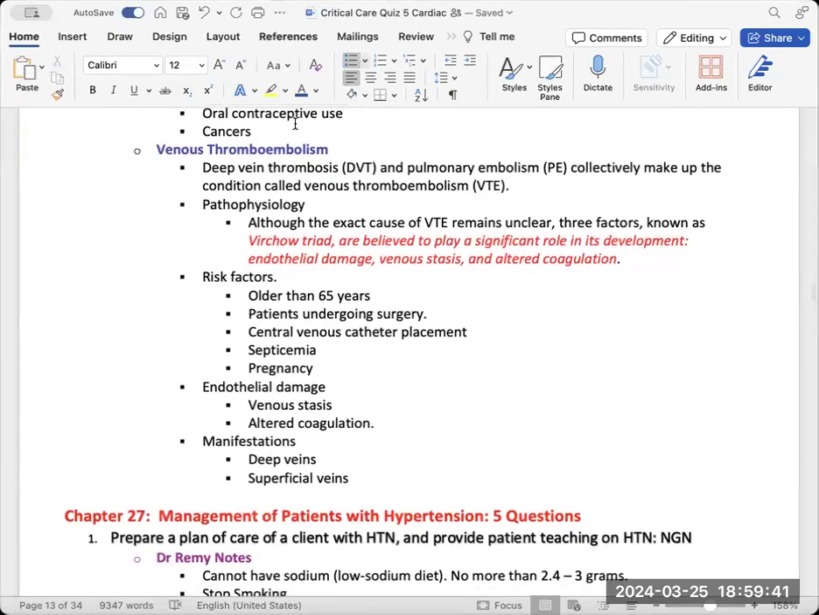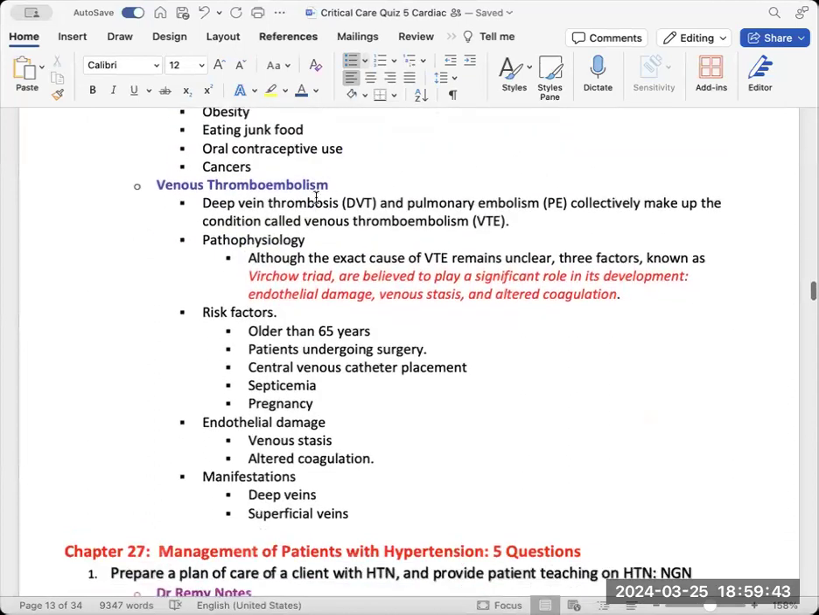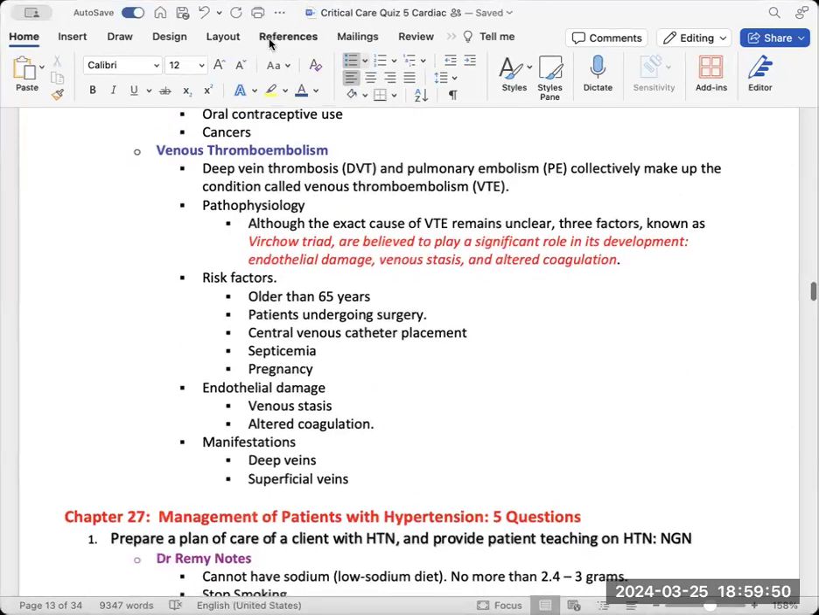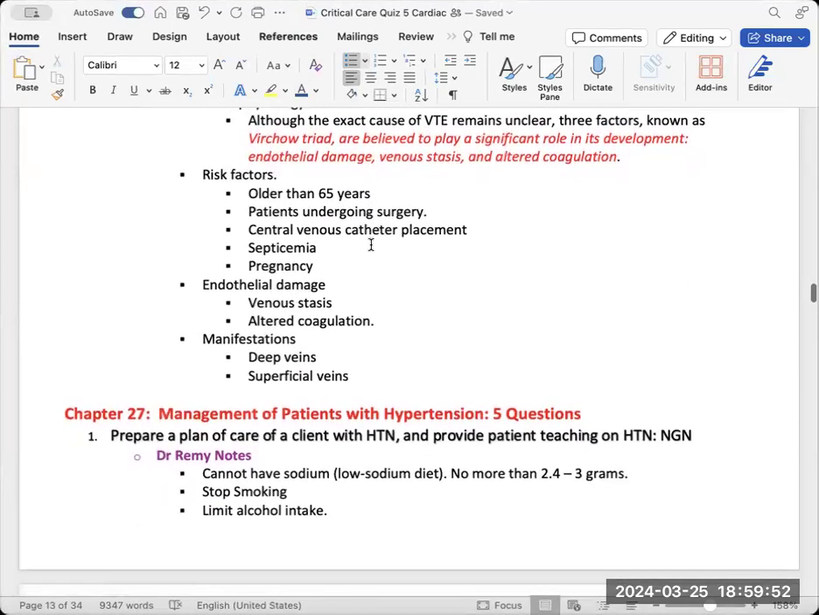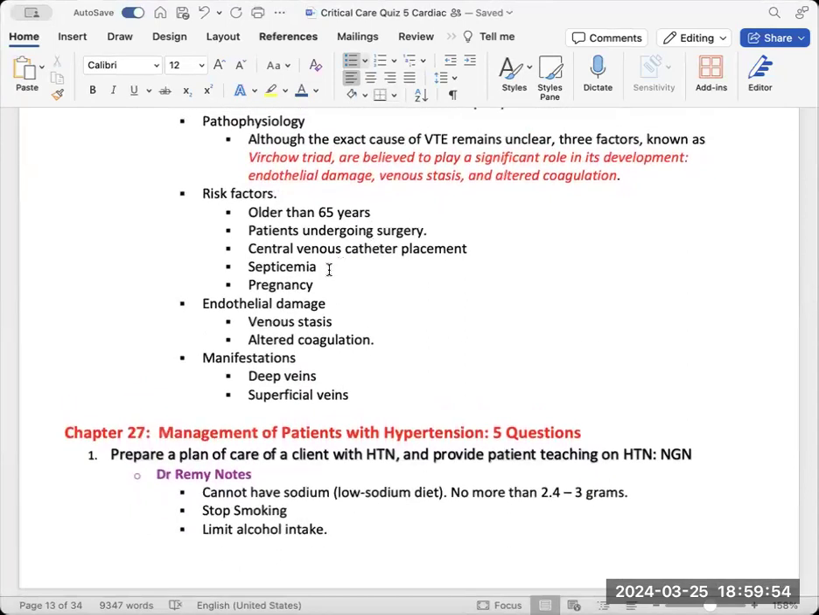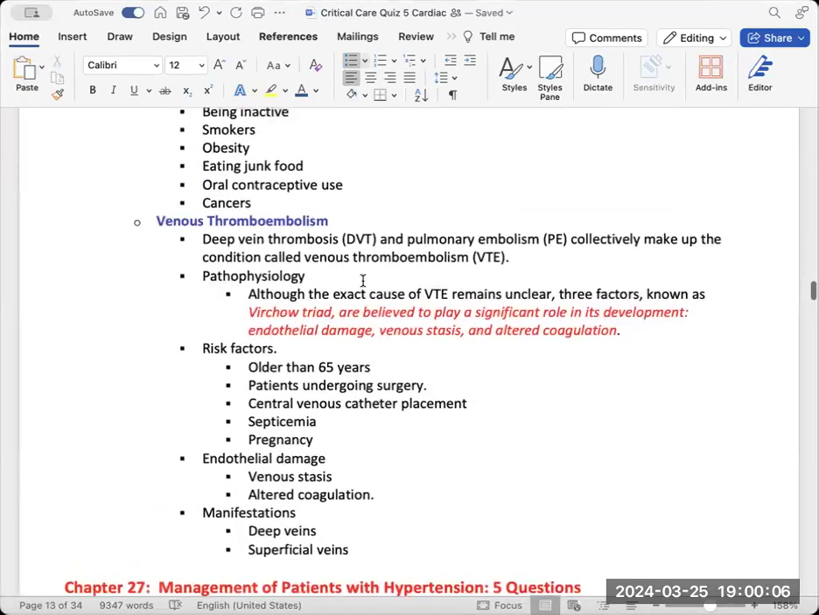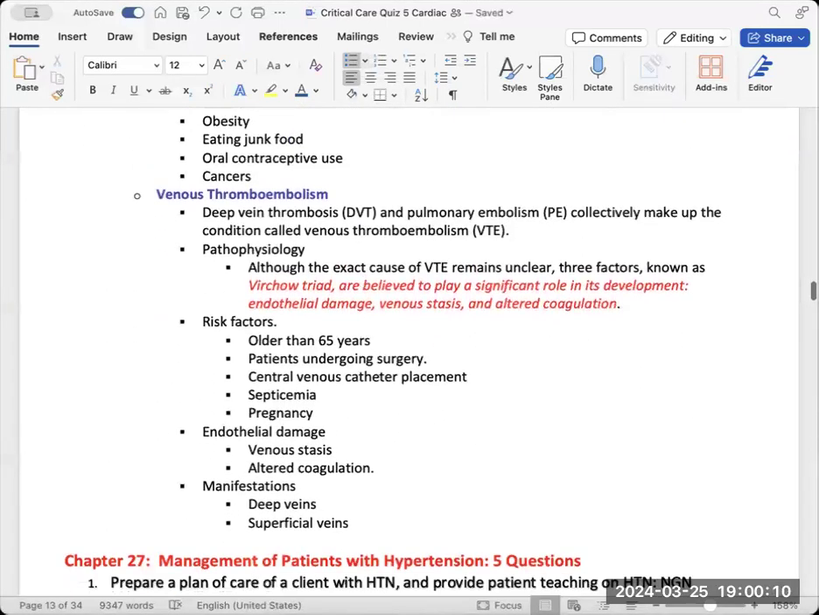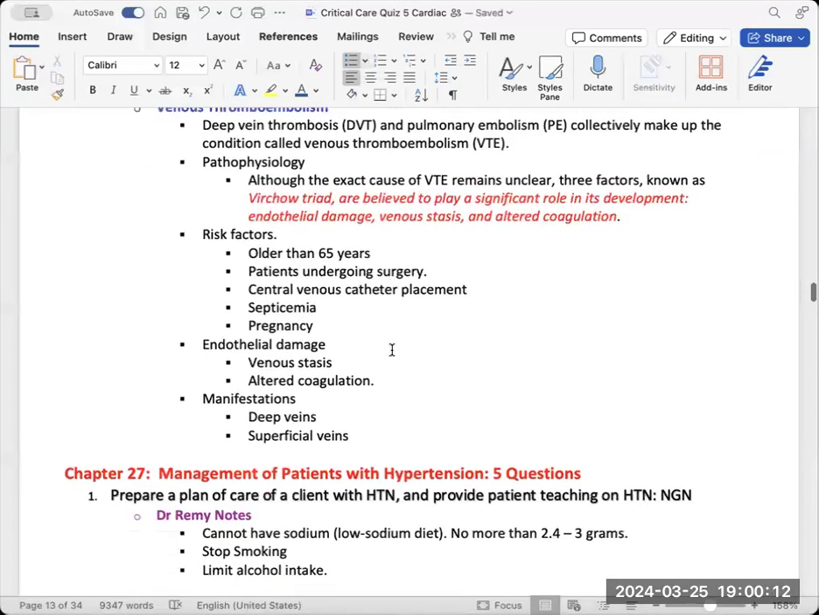And just for more context, right, a venous thromboembolism just means having either a DVT, a pulmonary embolism, or both. We know what it's caused by, the pathophysiology. Risk factors, some include being older than 65, patients undergoing surgery, we already said that, central venous catheter placement, septicemia, and even pregnancy. Those can all be risk factors for venous embolism. Okay.